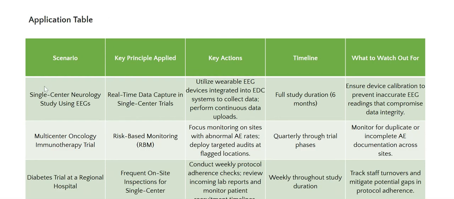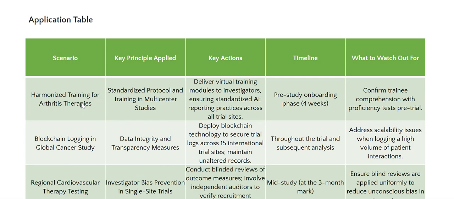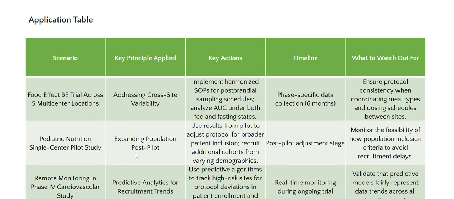Application table, as here we have scenarios. For each scenario, we have the key principle applied, key actions, timeline, what to watch out for. Scenarios: we have single center neurology study using EEGs, multi-center oncology immunotherapy trial, diabetes trial at a regional hospital, multi-site vaccine study in 10 countries, harmonized training for arthritis therapies, blockchain logging in global cancer study, and then regional cardiovascular therapy testing.